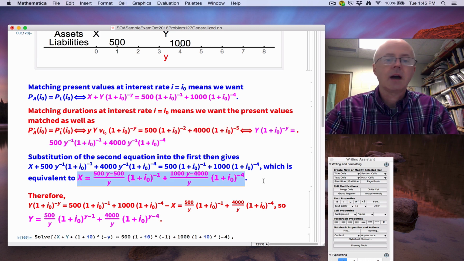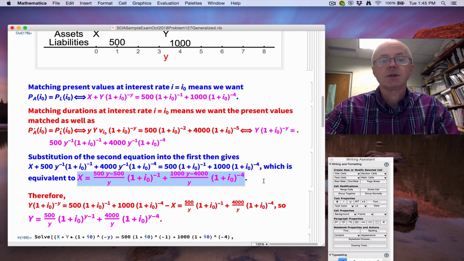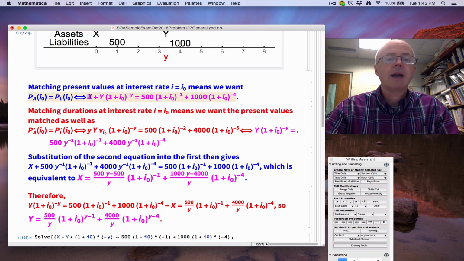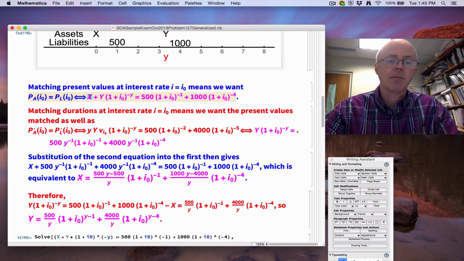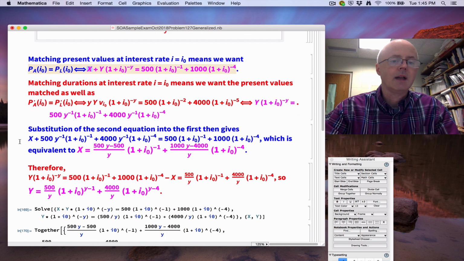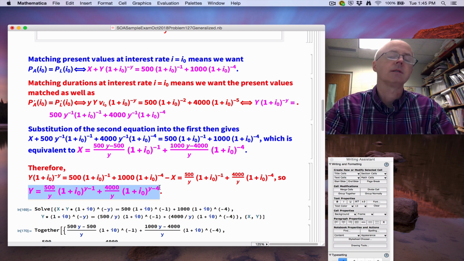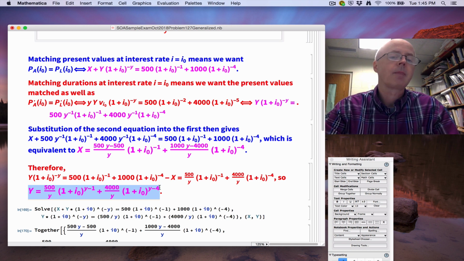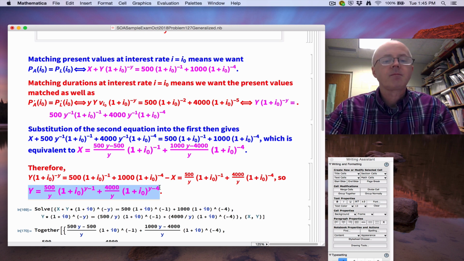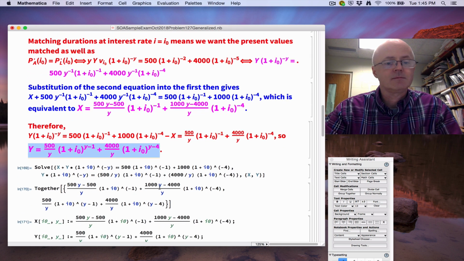Okay, you should take the time to double check that either by hand on paper or in your mind. Then we can take that expression, plug it back in here for X and solve for capital Y, and you'll get this. Okay, so these are the part of the answer to part A. These are our two functions, capital X and capital Y, as functions of little I0 and little y. Let's have Mathematica check that.